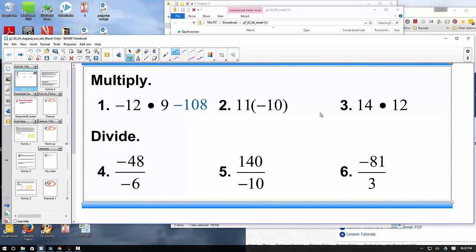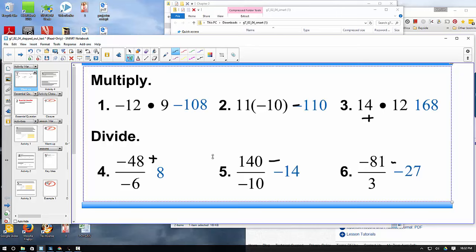This one here will be a negative as well because it's a negative times a positive. This one here should be a positive. This one down here should be a positive. This one here should be a negative. And this one here should be a negative. So let's take a look. So I have a negative 110, a positive 168, this should be a positive 8, a negative 14, and finally a negative 27.